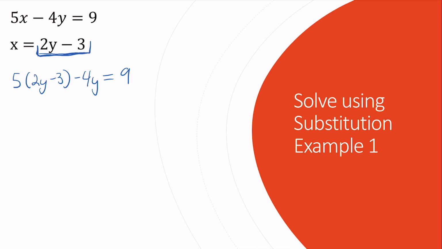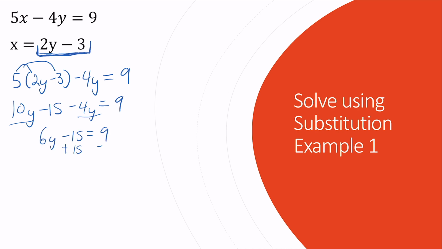I know how to solve this. The first thing I'm going to do is distribute. 5 times 2y is 10y. 5 times negative 3 is a negative 15. Minus 4y equals 9. Next, I combine like terms. 10y and 4y give me 6y minus 15 is 9. I add 15 to both sides.